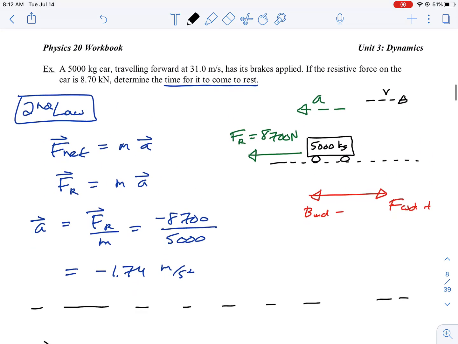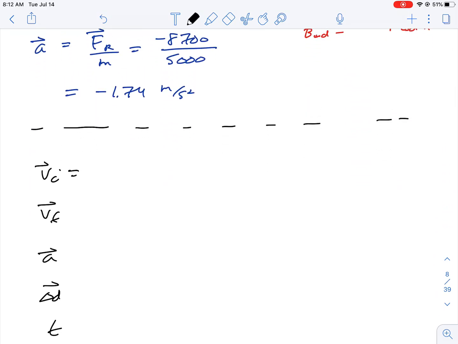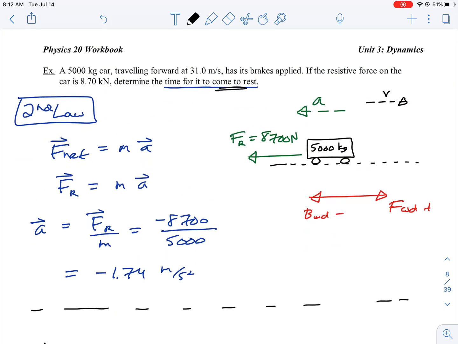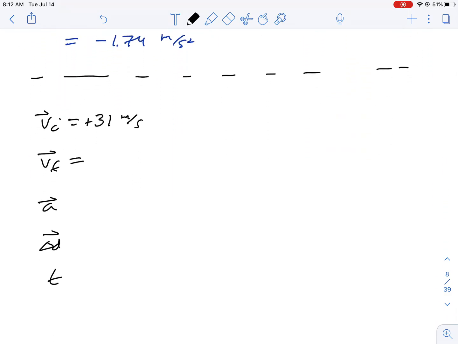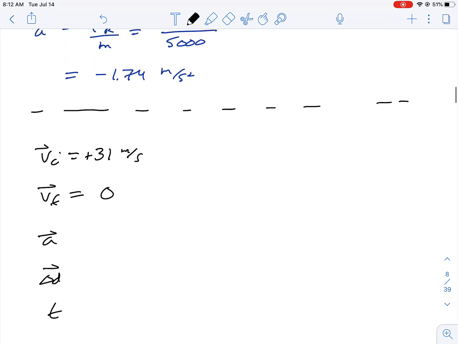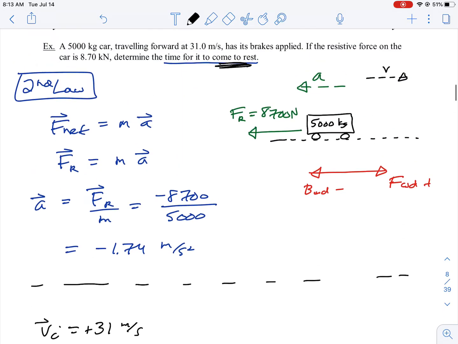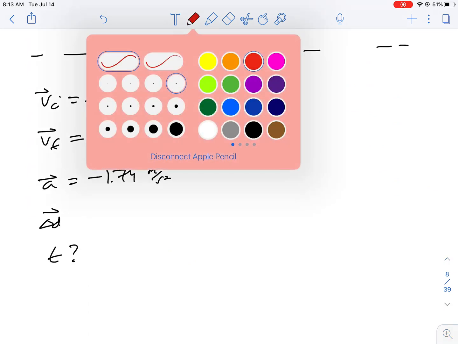V initial. Do we know how fast it's going at the beginning? Yes, we do. It's 31 meters per second. So V initial is 31 meters per second, positive, because it's going to the right, or forward. V final. Can you see this thing actually comes to rest? So therefore, V final will be equal to 0. We found the acceleration, negative 1.74 meters per second squared, and we're looking for the time. So displacement doesn't play a role here. We don't need that.